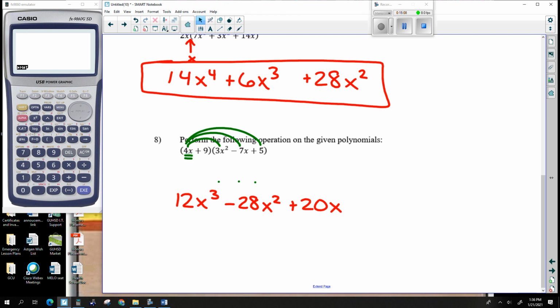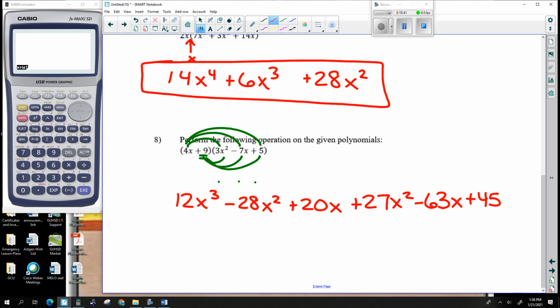As soon as you're done with that first term, you move your attention to the next item of that first parentheses, which is positive 9. And then you repeat the process. So positive 9 with positive 3 is 27. Nothing with x squared is x squared. Positive 9, negative 7 is negative 63. Nothing with x is x. Positive 9, positive 5 is 45. Nothing with nothing is nothing.